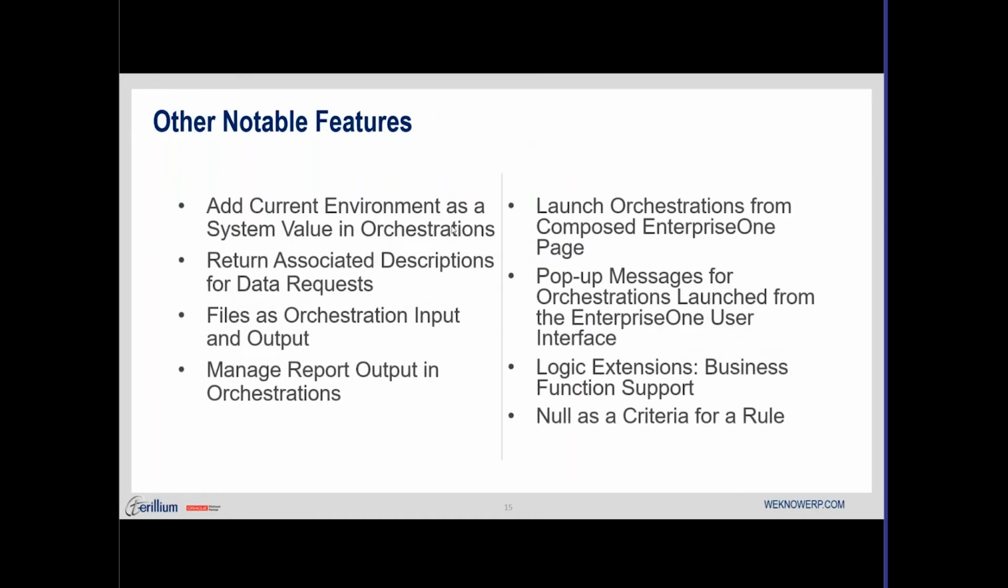Here's a quick little list of some of the other notable features that I feel are pretty powerful. The first one is you now can add an environment in your orchestration. So in the past, you pretty much had to work in whatever environment was linked to that Orchestrator Studio. Now you can actually pass in an environment. We talked a little bit about the file input and output. So in the past, you had to only use an FTP. Now you can drop files directly into Orchestrator and skip that FTP, which is really nice.